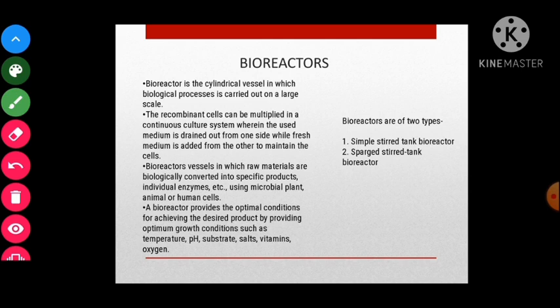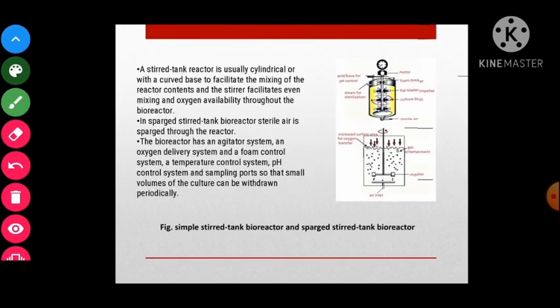There are two types of bioreactors. The most commonly used bioreactors are stirring type. Stirring type bioreactors are further of two types, simple and sparged. The simple stirred tank bioreactor is usually cylindrical or with a curved base to facilitate the mixing of reactor content. And the sparged stirred tank bioreactor also facilitates the mixing of components and ensures oxygen availability throughout the bioreactor. Alternatively, air is bubbled through the reactor.